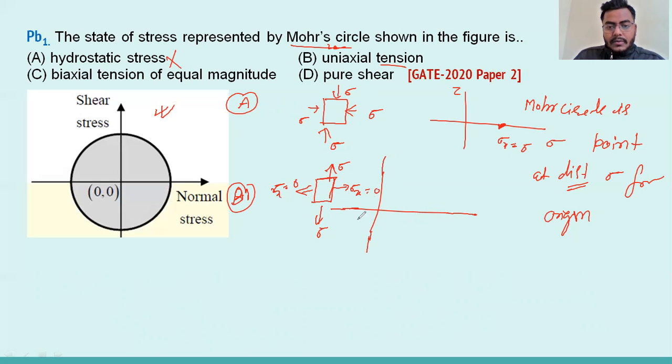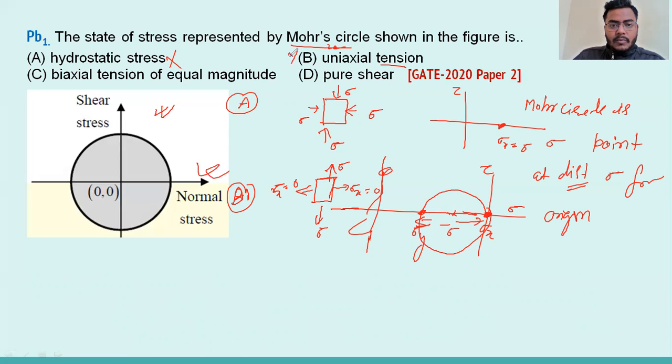So this is tau, and this is sigma. Now we got one point, that is sigma x, that is 0. This is the sigma x. Now sigma y is tensile, and tensile we take as negative. So it will come somewhere here, that is minus sigma. So this is sigma y. With these 2 points, we get the center, then we can draw the Mohr circle. So by seeing this figure, we can say option B is not correct.